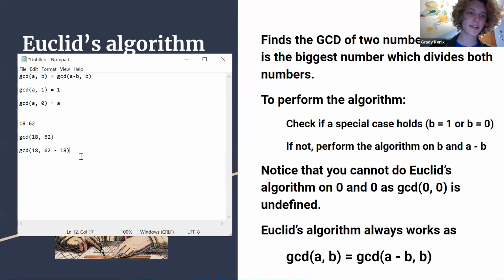Now I'm no mathematician. What's 62 minus 18? It's like 52 minus 8, which is 44, I do believe. Yep, okay. So this is equal to the GCD of 18 and 44. Now we're going to do it all over again. Is 18 1 or 0? No, it is not. Is 44 1 or 0? It is also not. So we shall do it all over again.